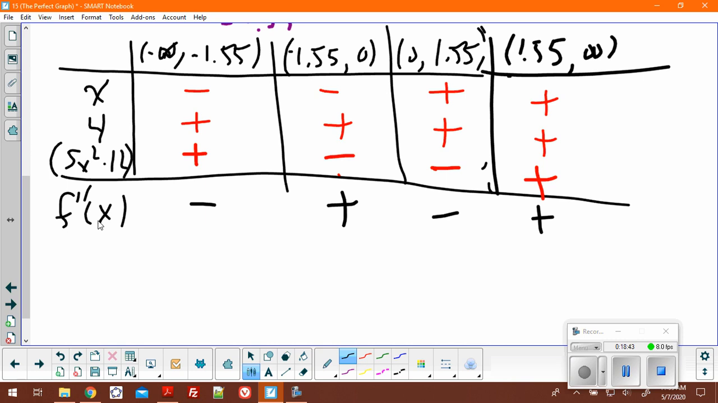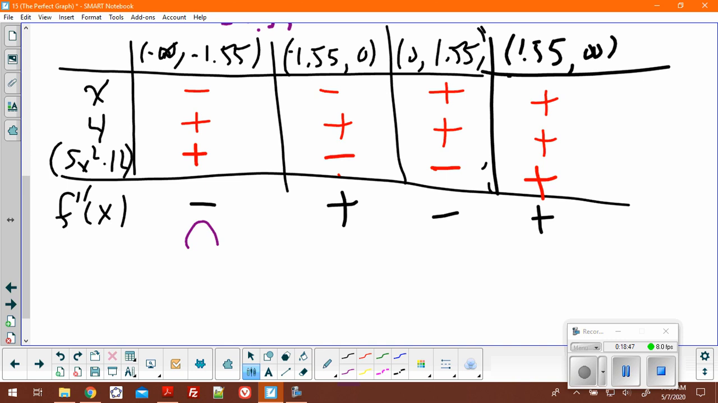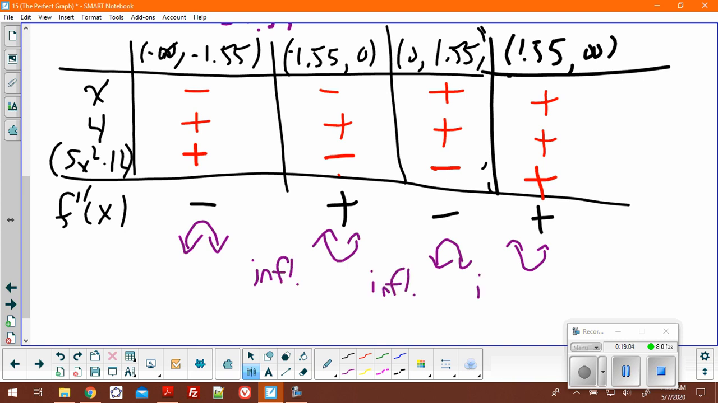So in terms of the graph, that means this is going to be concave down. This is going to be concave up. This is going to be concave down. And it finishes concave up. So I have inflection points in each of these parts in between. That's an inflection point. That's an inflection point. And that is an inflection point.